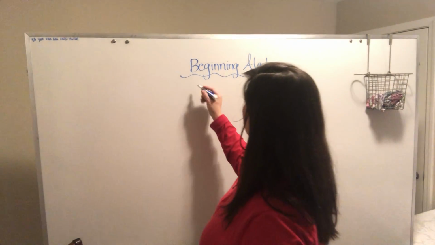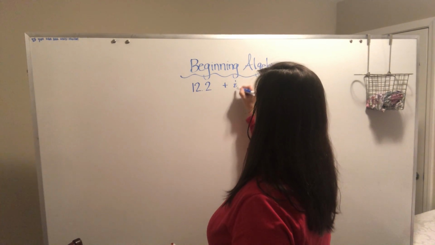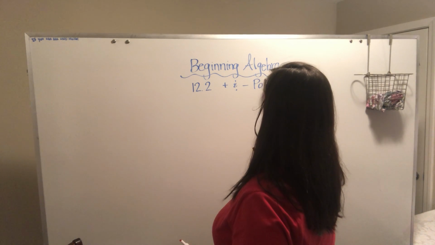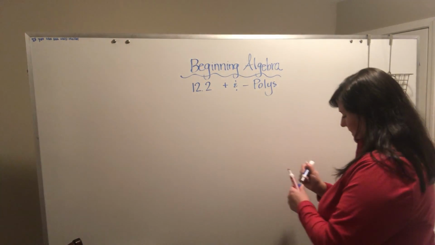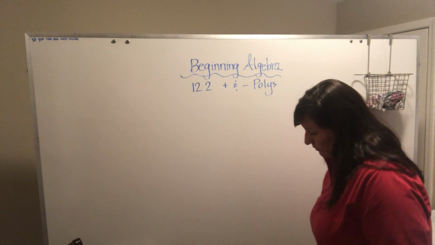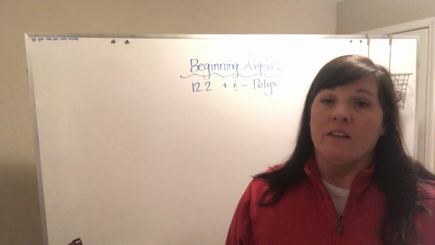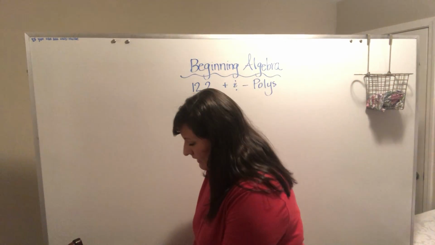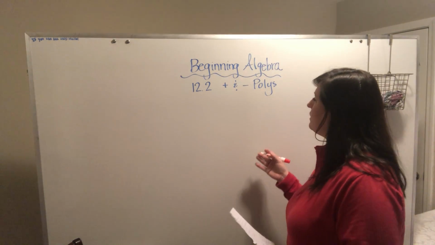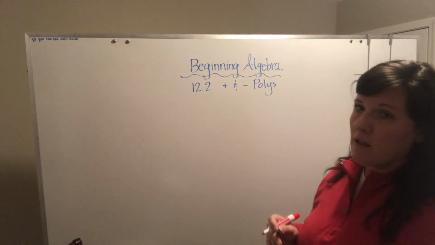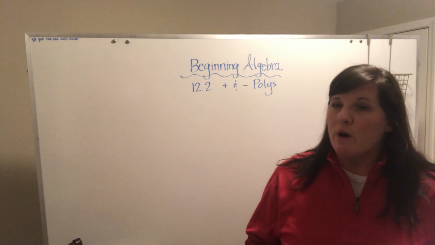So 12.2 is going to be adding and subtracting polynomials. We're going to call them polys just for short because, you know, that's so cute. Adding and subtracting polynomials. This is going to look a lot like combining like terms to you. There are two ways, two formats you can use to add and subtract polynomials, and that's what we're going to look at today. I'm going to show you both.